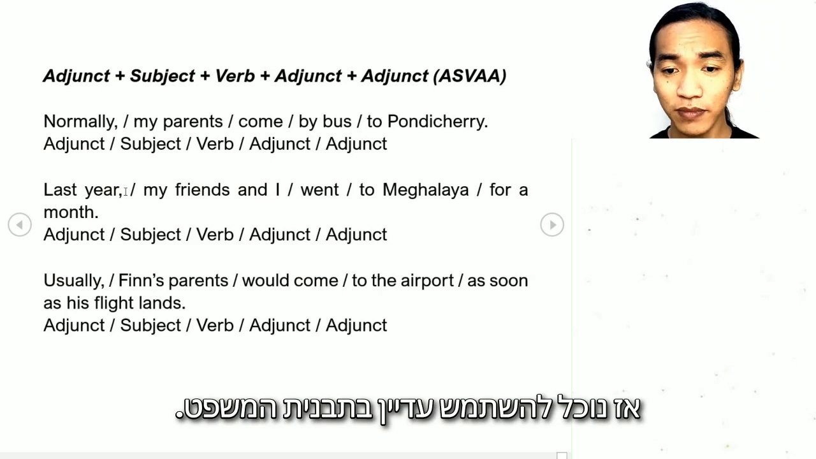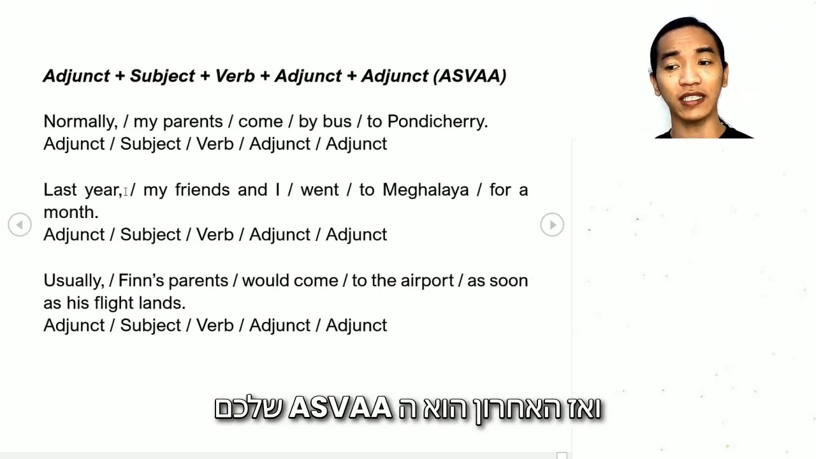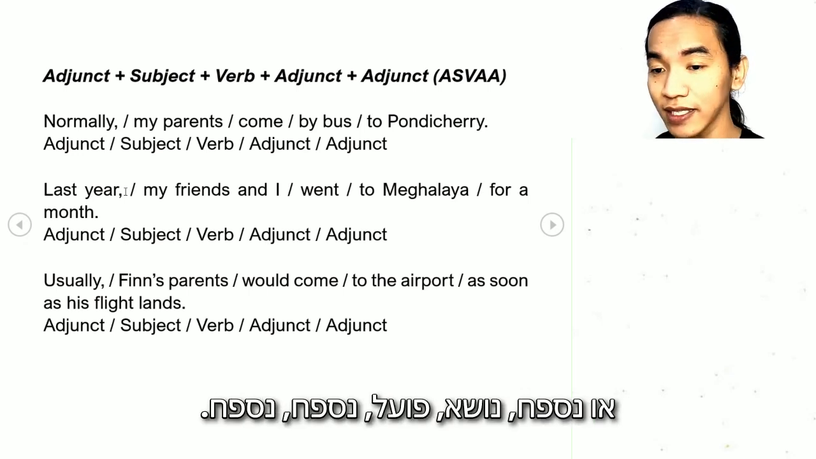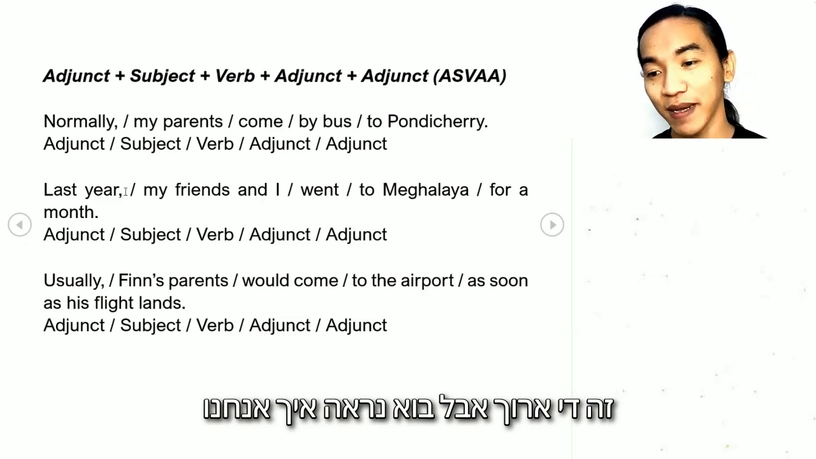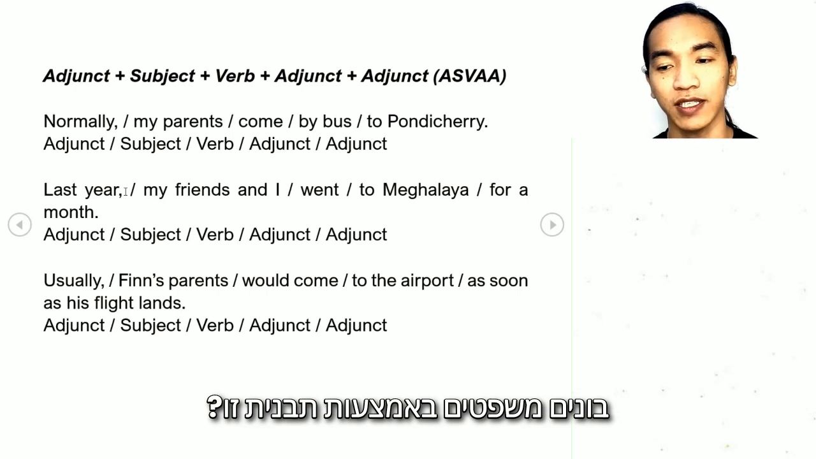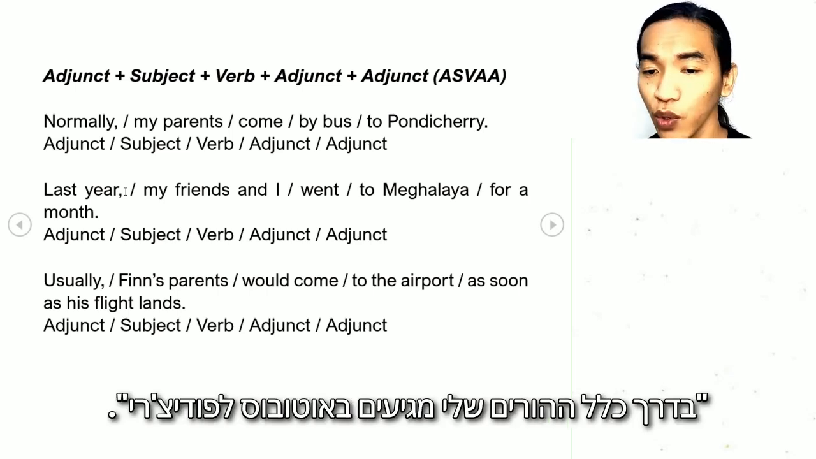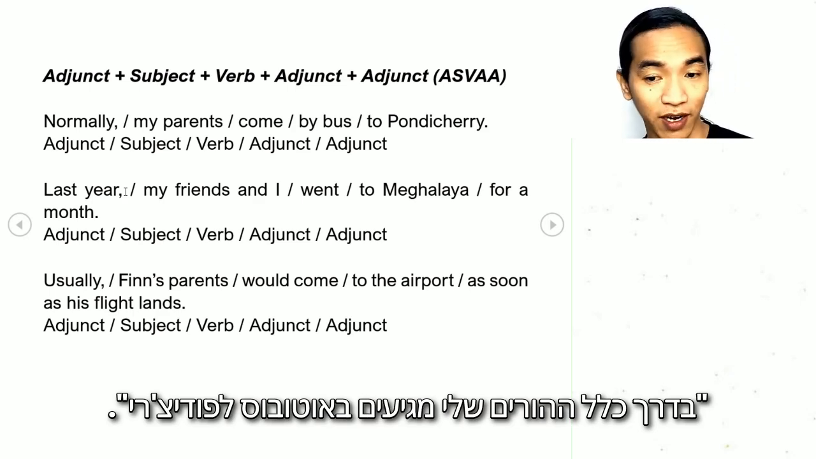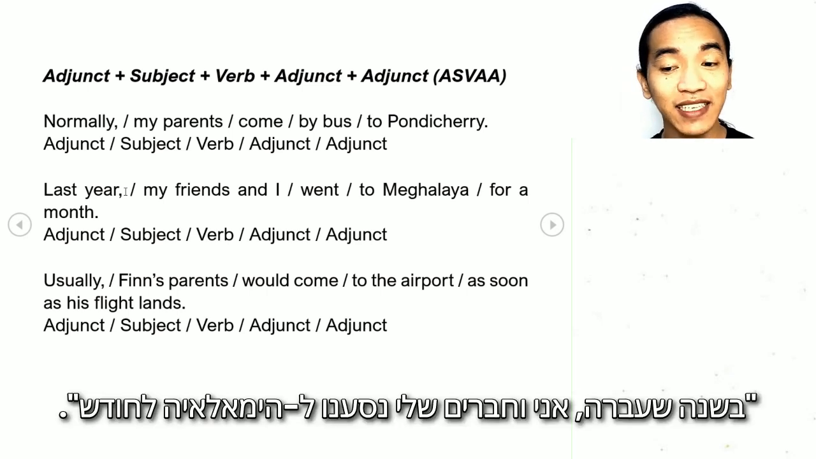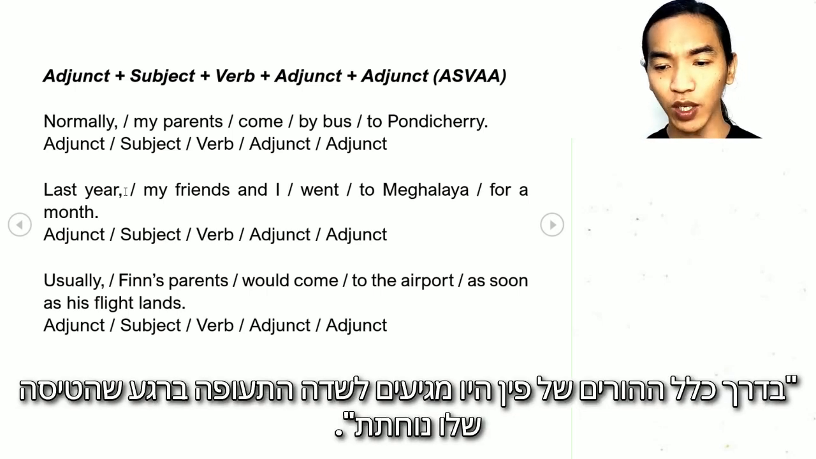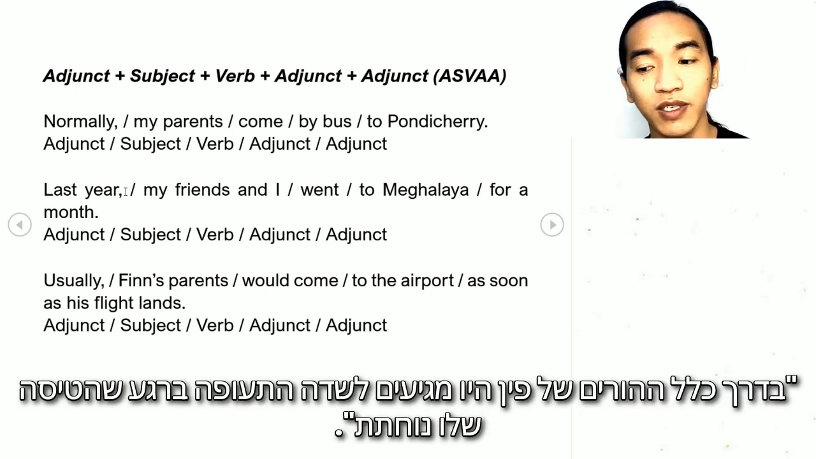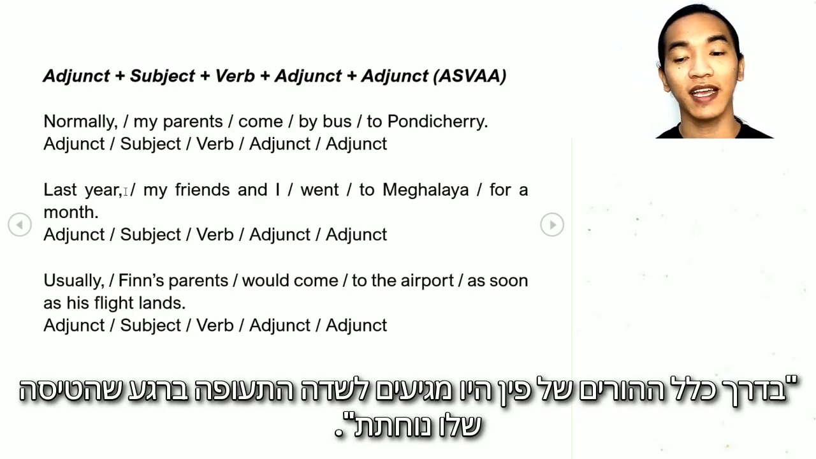All right? And then the last one is your ASVAA, or your adjunct subject verb adjunct. Oh, it's quite longer, but let's see how do we construct sentences using this pattern. Normally, my parents come by bus to Pondicherry. Okay? Last year, my friends and I went to Meghalaya for a month. Okay, usually Finn's parents would come to the airport as soon as his flight lands.